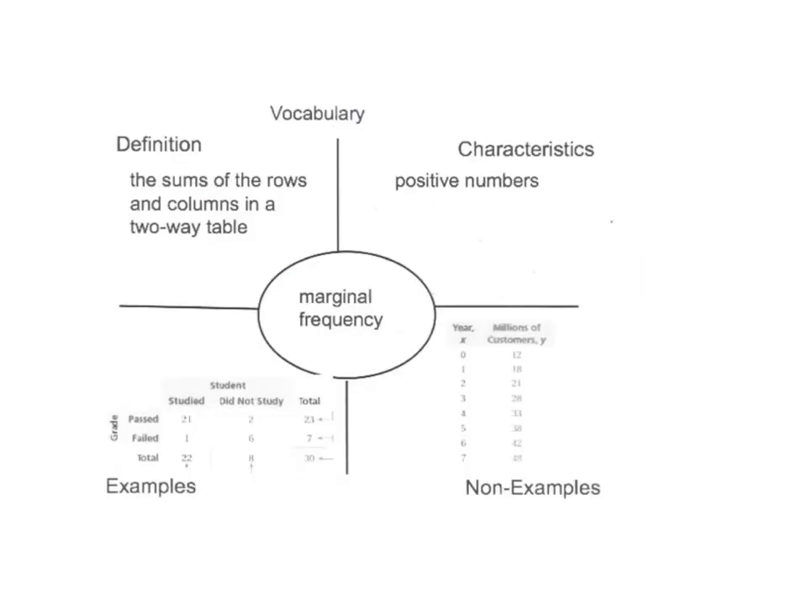All right, let's go ahead and go to our vocabulary. This is the page that's by itself. This is what is called a marginal frequency. Notice how the marginal frequencies are the sums of the rows and the columns in a two-way table. So that's these sums that are here. So either a column sum or a row sum. And they're always positive numbers.